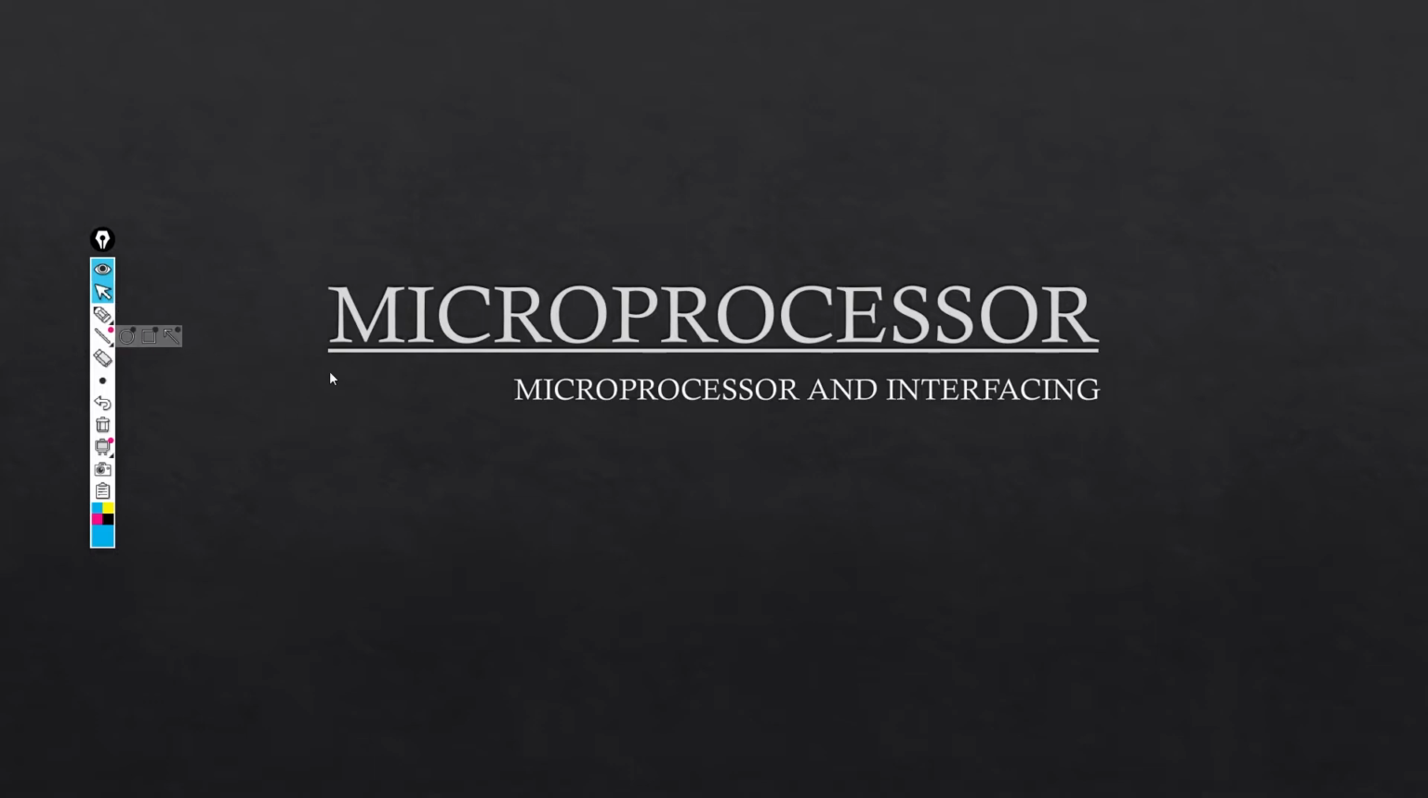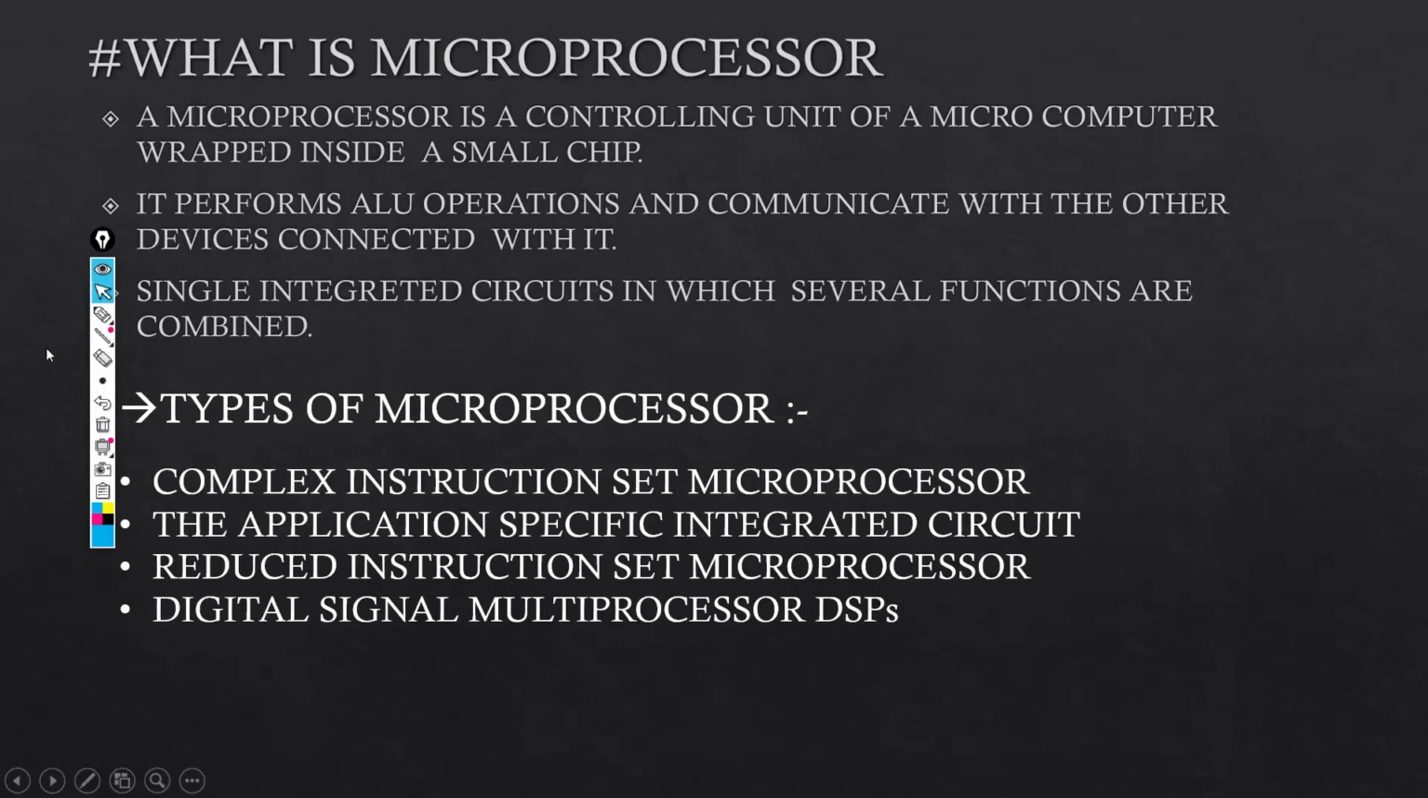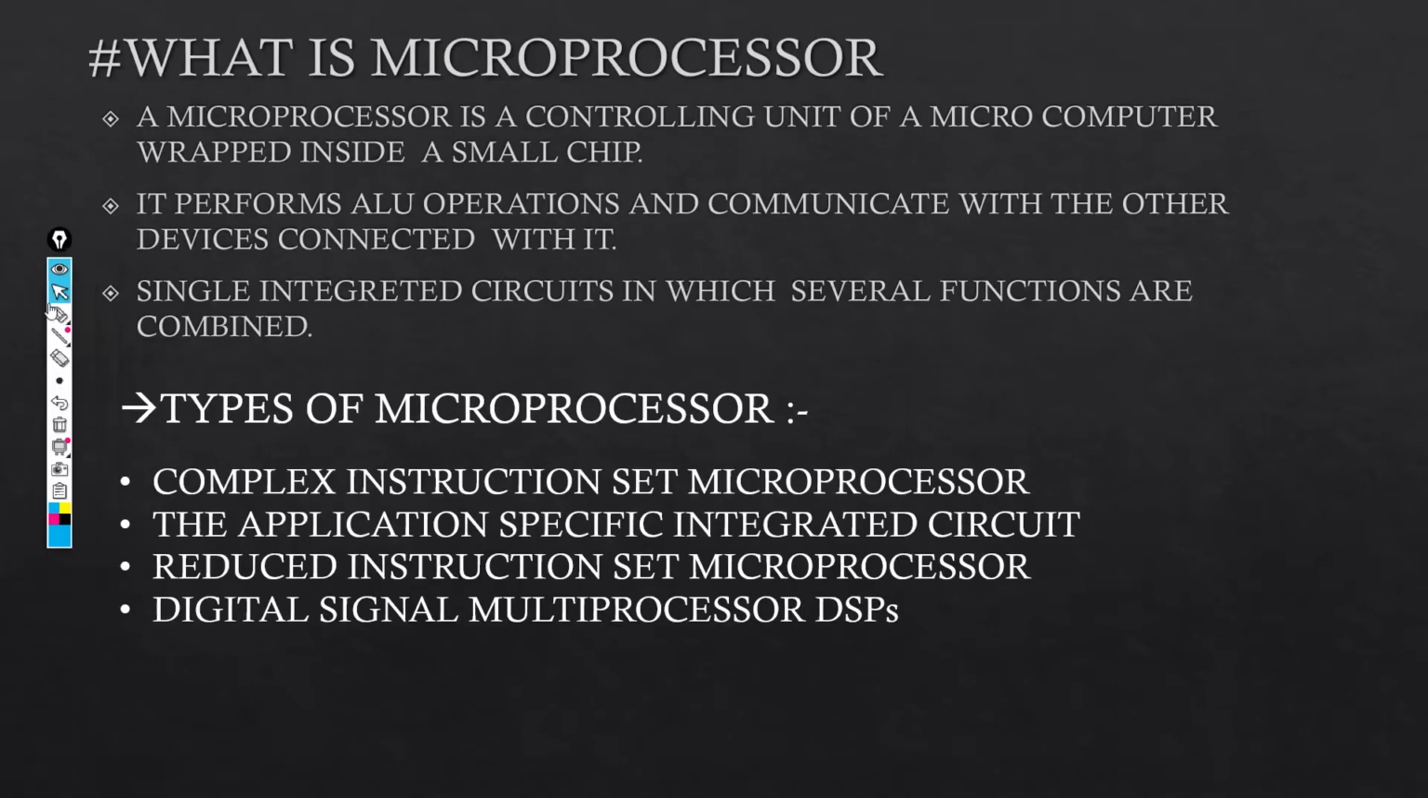Everyone. So from today's video we will be starting microprocessor. First of all, what is a microprocessor? A microprocessor is a controlling unit of a microcomputer wrapped inside a small chip. A small chip means integrated circuit or IC.